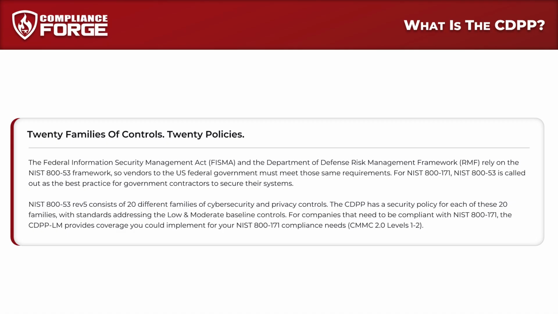NIST 853 Revision 5 consists of 20 different families of cybersecurity and privacy controls. The CDPP has a security policy for each of these 20 families, with standards addressing the low and moderate baseline controls of the framework. And for companies that need to be compliant with NIST 800-171, this version provides coverage for the low and moderate baseline controls, so you could implement it for your NIST 800-171 compliance needs, which corresponds to CMMC 2.0, levels 1 through 2.